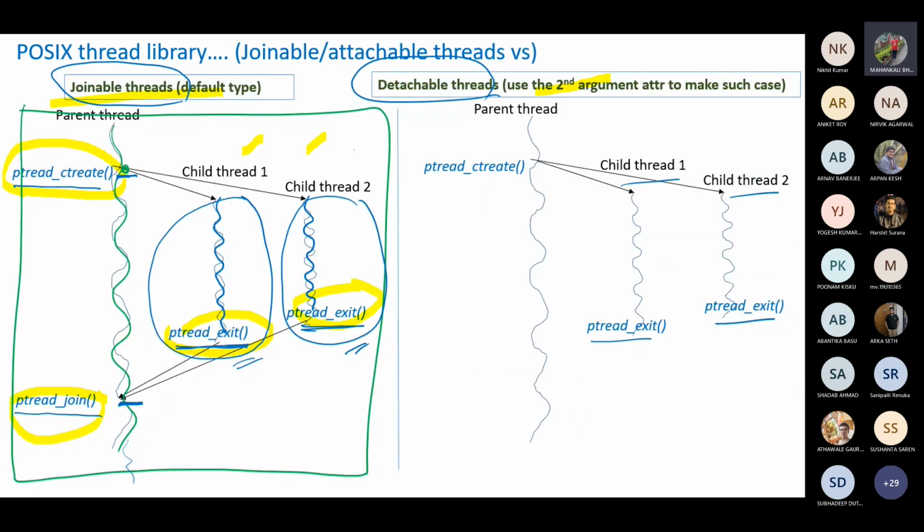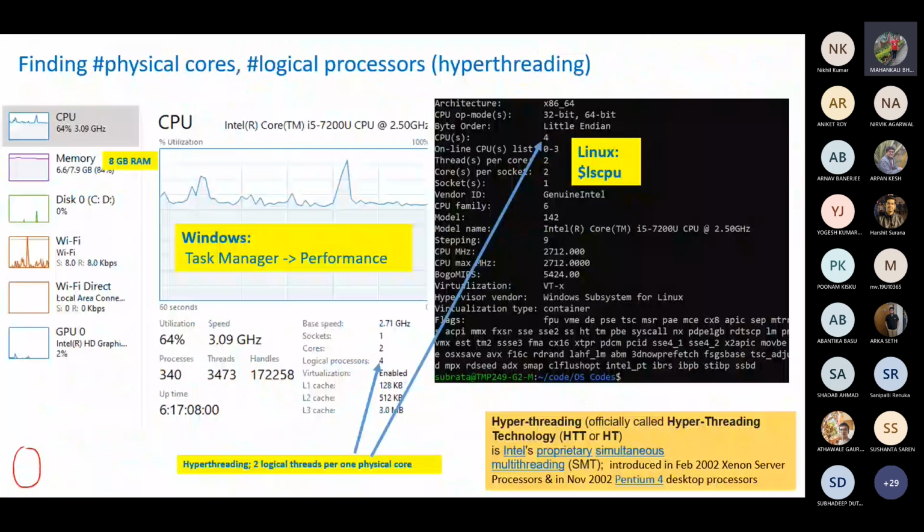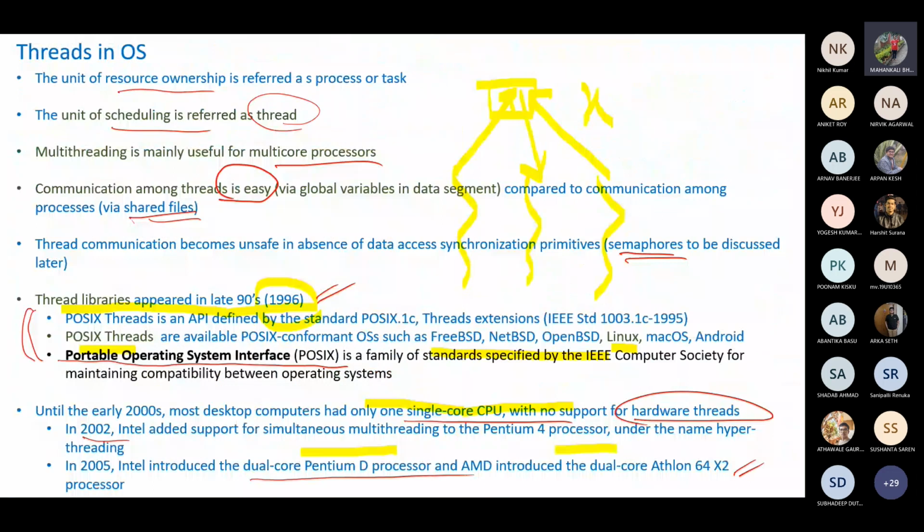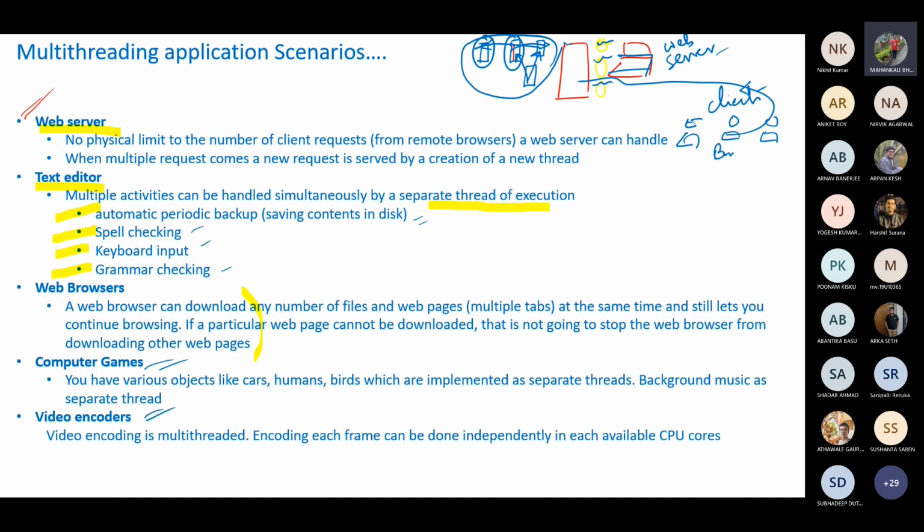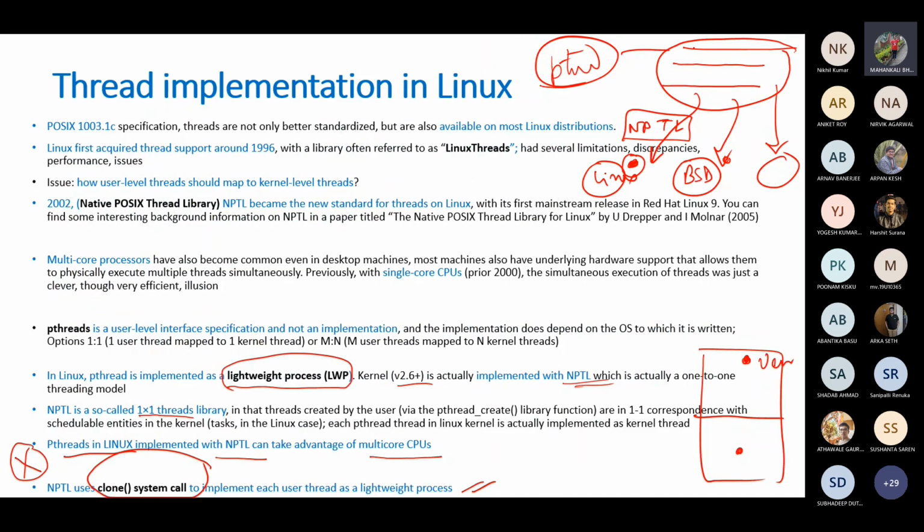And in fact, there are many implementations of Unix which are POSIX compatible, as you can see here. Can you see the POSIX threads are available? POSIX threads are available in POSIX conformant OS such as FreeBSD, NetBSD, OpenBSD, Linux, Mac OS, Android, and all this. So you don't have to really worry about your high-level code, because these are very much dependent on the operating system, the system calls that are there. And pthread is available from kernel version 2.6 plus in Linux.